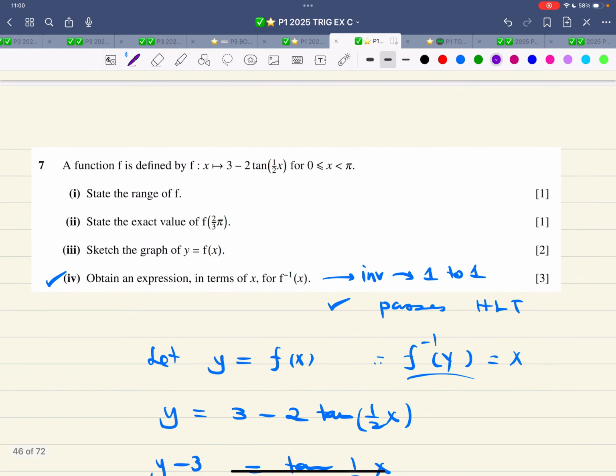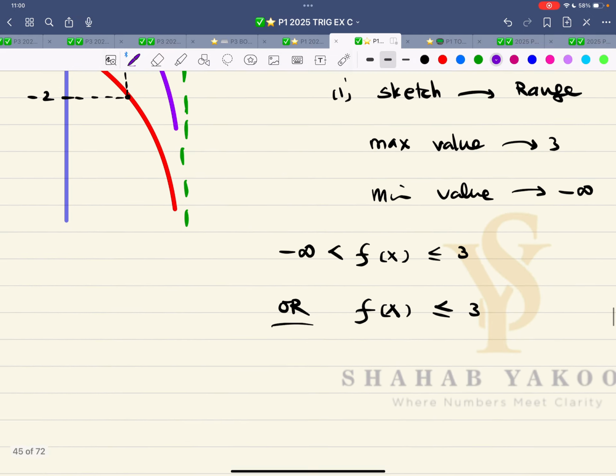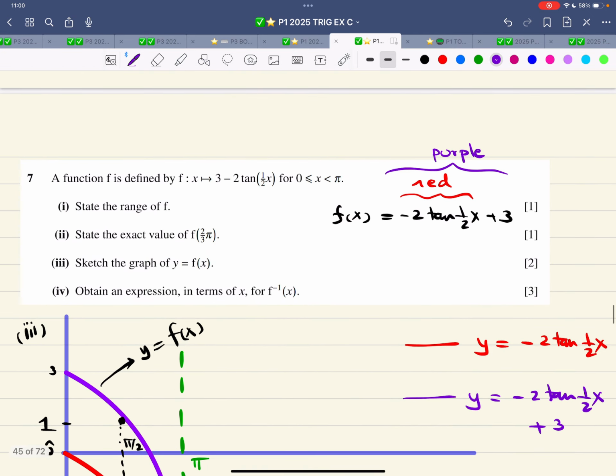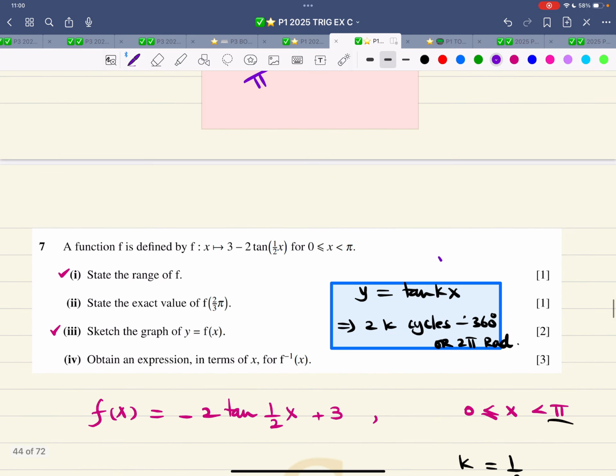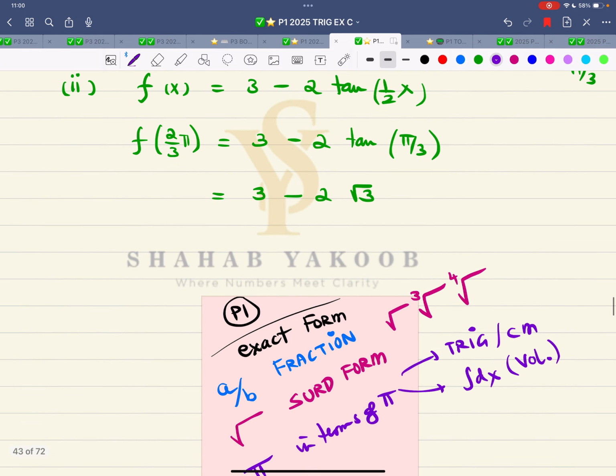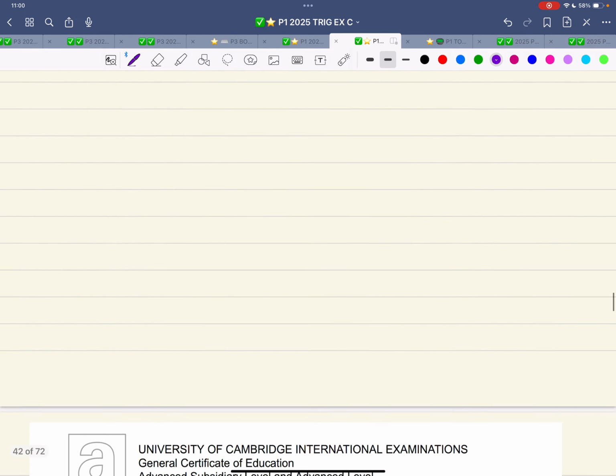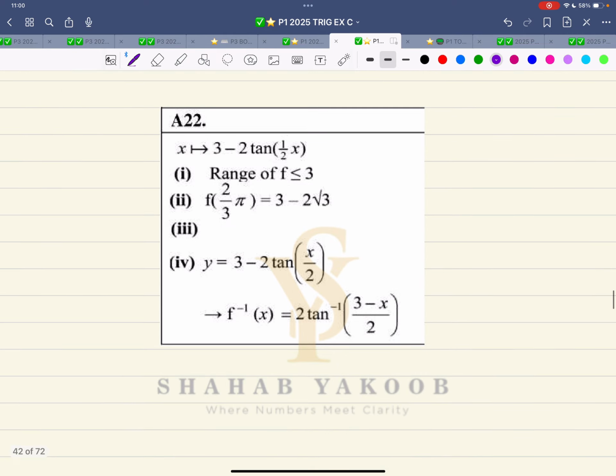That is the 7-mark question, the last part. That is the third and the first part. That was the rough work that we have done. That was the knowledge that we used. That was the answer in the exact form. So let's double check. Range is f(x) is less than or equal to 3. This is 3 minus 2 root 3. That would be the sketch, which unfortunately they did not draw initially, and nowadays they are doing it. And this is 2 tan inverse((3 - x)/2).